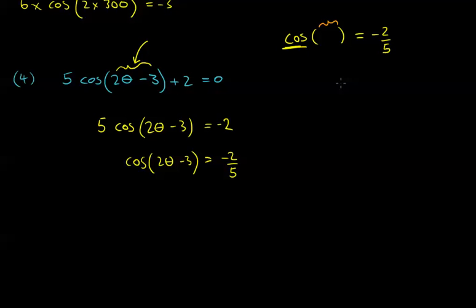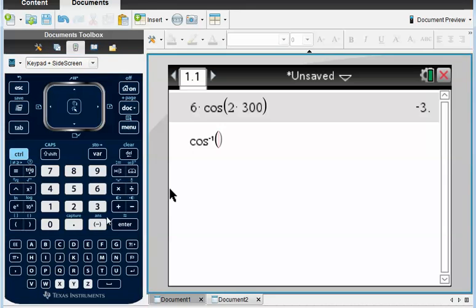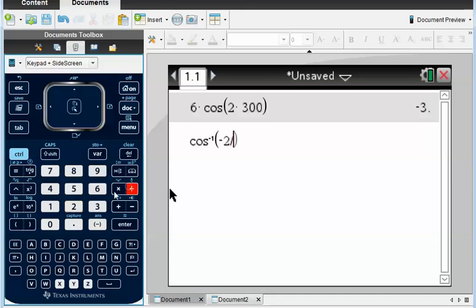So let's work out what numbers we can have inside this bracket. First of all, let's use the calculator to work out one of them. We need to do cos to the minus 1 of minus 2 fifths. So that's minus 0.4. Let's work that out. Cosine, let's just do minus 2 divided by 5. What do we get?